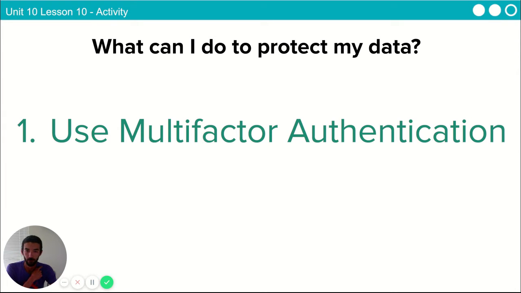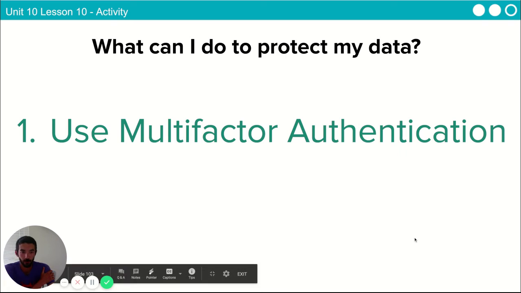Hi everyone, this video is going to talk you through the beginning of Unit 2, Lesson 10. We're talking about what can you do to protect your data. The first thing we're going to talk about is multi-factor authentication.